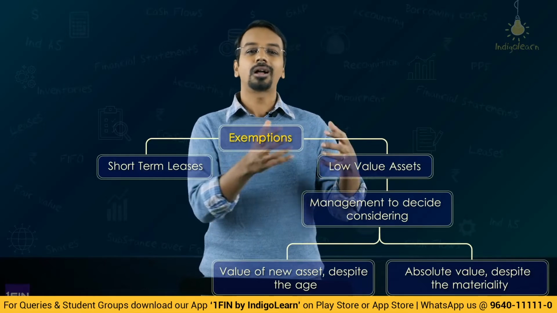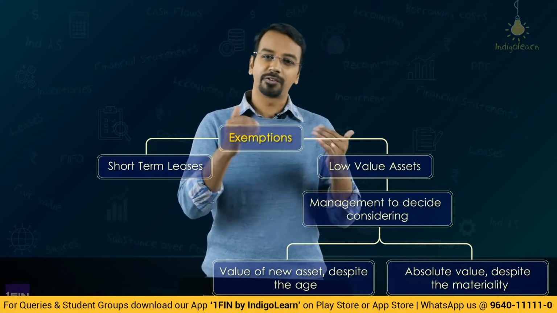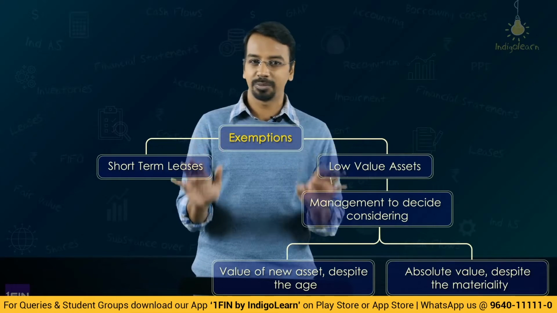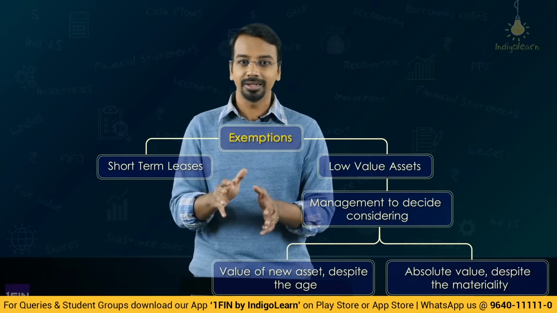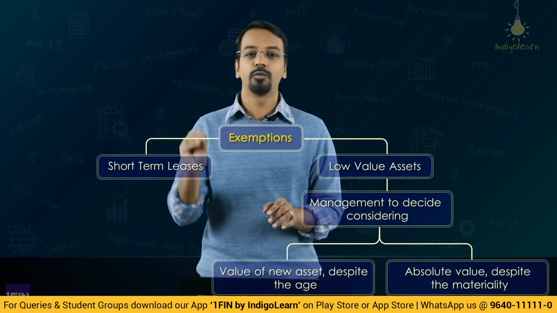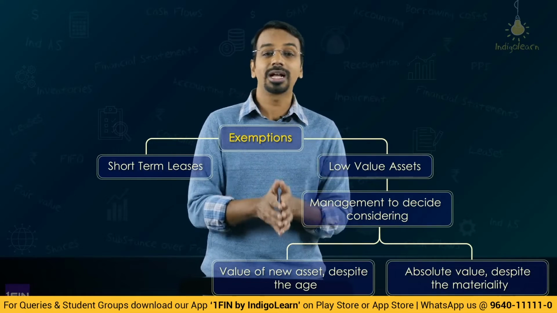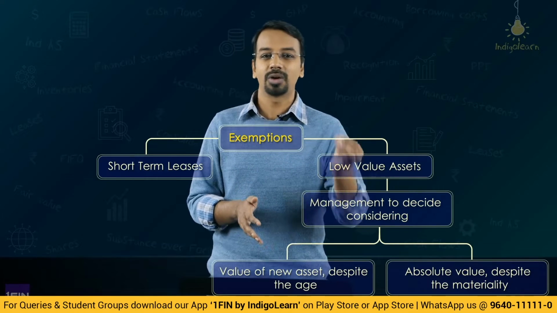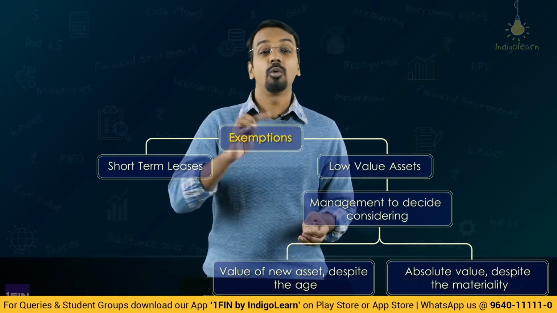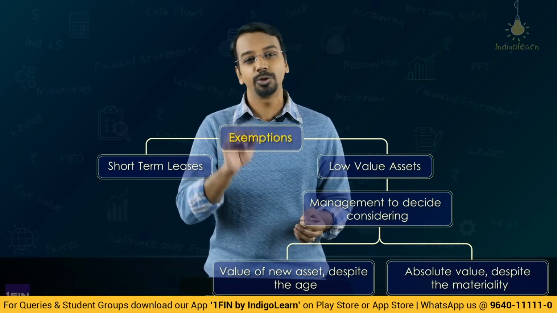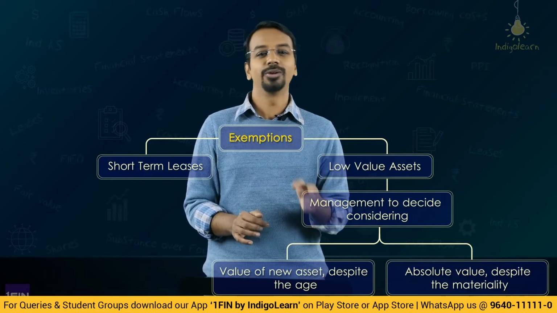So maybe a computer worth 20-25,000 may be considered to be of low value even for Indigolearn and even for Reliance. That is very much possible. But if a car is worth, let us say 10 lakhs, then for Reliance it is not of low value, and for Indigolearn also it is not of low value. I have taken a 10-year-old car on lease. The current value of that car is 1 lakh. Don't consider that 1 lakh, consider the original value, or the value of a new asset, to determine whether the underlying asset is of low value or not.